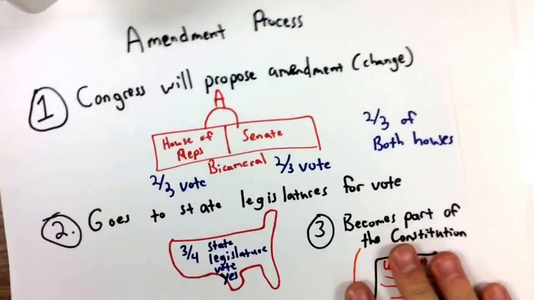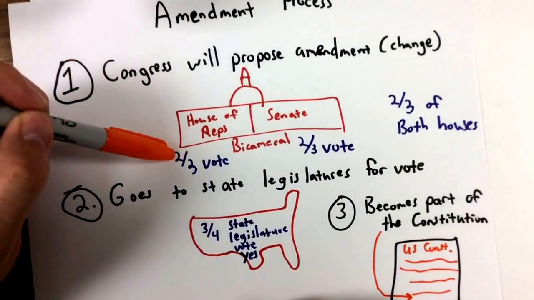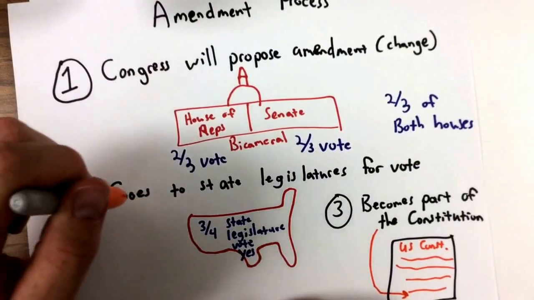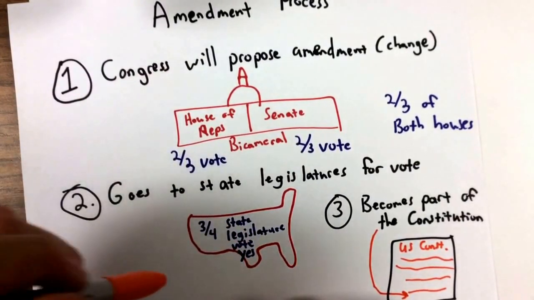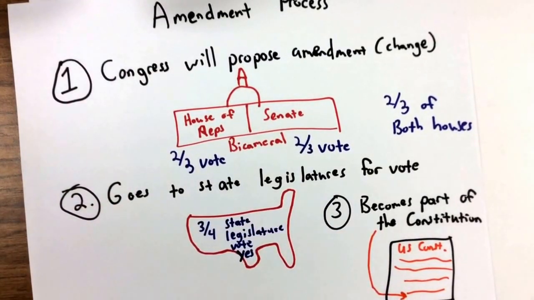Okay, so remember, amendment process: Congress proposes the amendment. A 2/3 vote of the House and the Senate have to agree, and then it goes to the states. Once it gets to the states, if 3/4 of the states say yes, then it becomes a constitutional amendment. If it does not go that way, then the amendment process will stop and it will be kicked out.